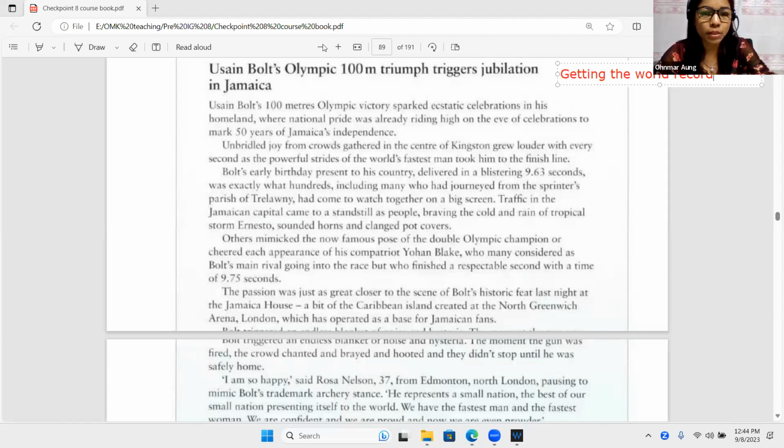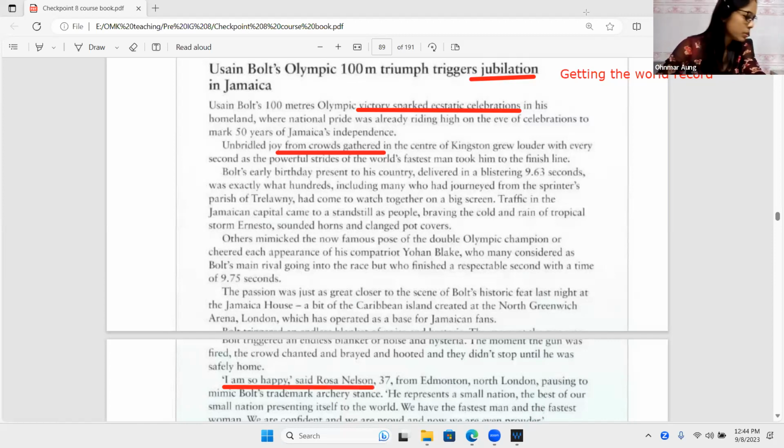I will show you some common words here. Celebrations, jubilation, and here crowds together and how to celebrate. And some people are so happy in that celebration. So what is it about? Yeah, how people cheer him up in that celebration. Any other ideas for this passage?